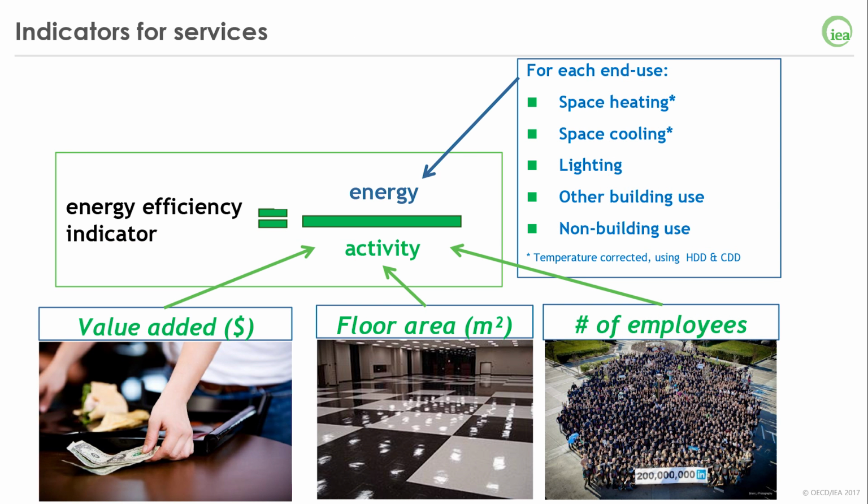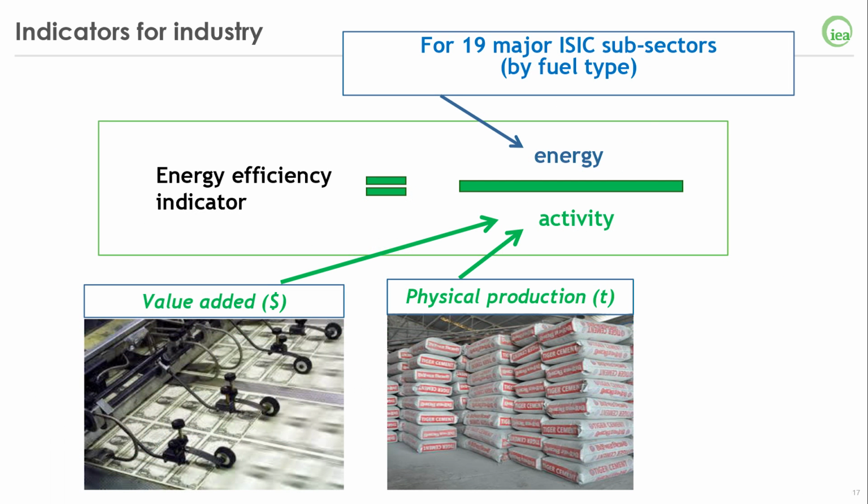And now let's have a look at what we can do in terms of data collection for services sector. In terms of energy consumption data, we can collect data for space heating, space cooling, lighting, other building uses and non-building uses like street lighting. As for activity data, we could look at the value added, services floor area, or number of people employed in services.